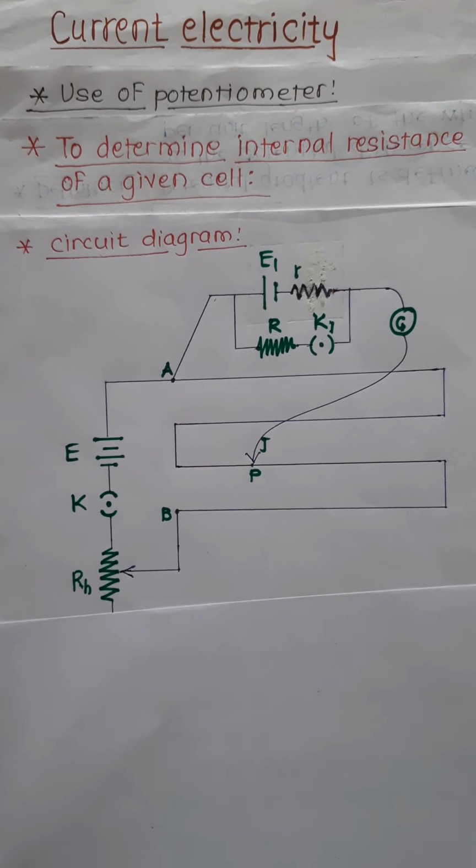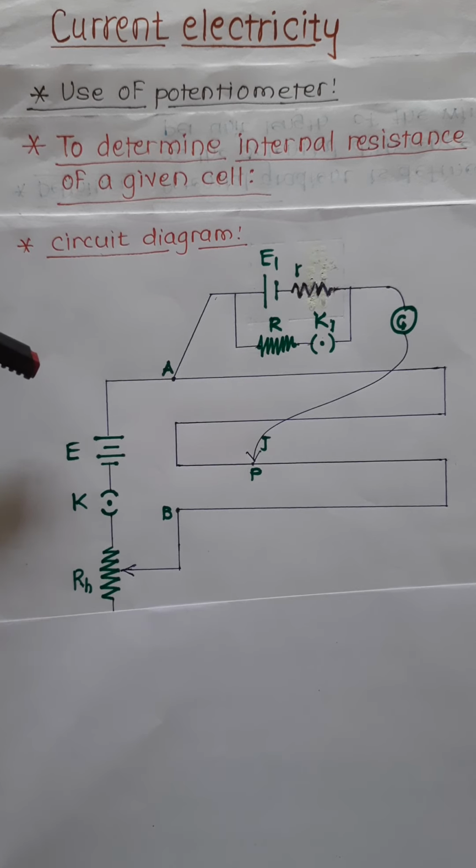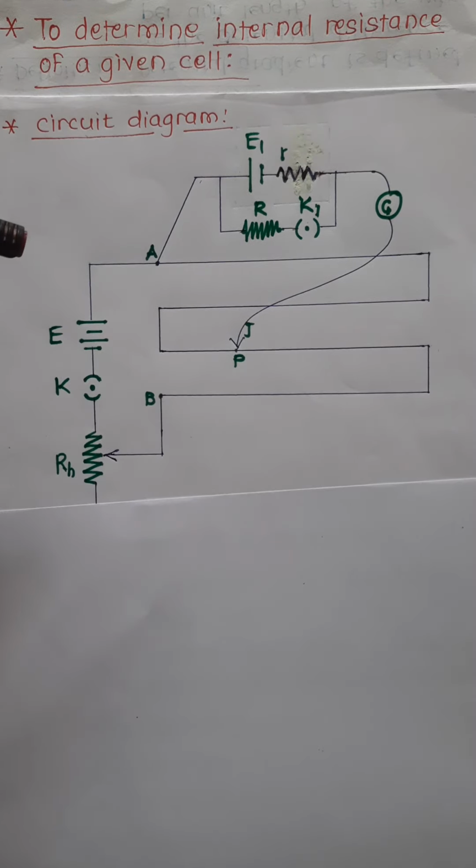Students, in this lecture we are going to see one more use of potentiometer, and that is to determine internal resistance of a given cell. This is the circuit diagram to determine internal resistance of a given cell.